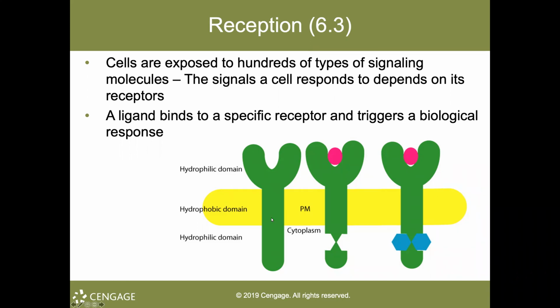So your receptor has different domains, or different parts. A domain is a part, and it has an extracellular domain. This is the part that is present on the outside of the plasma membrane, the extracellular portion. It has an intracellular domain. This is the part that extends through the plasma membrane into the cytoplasm.